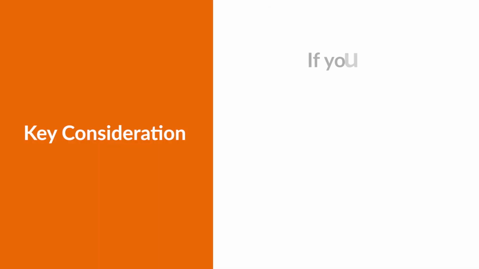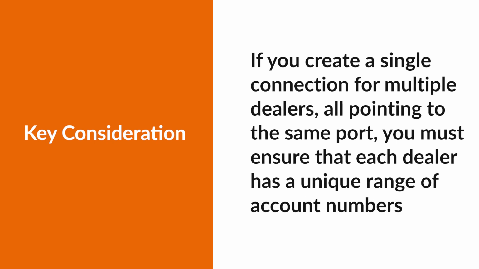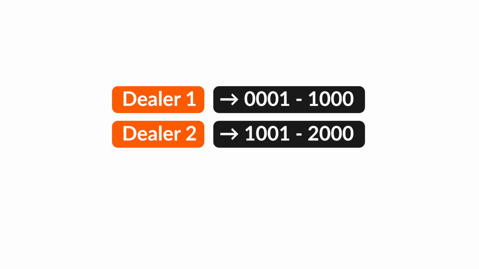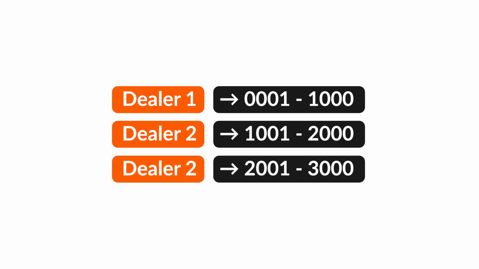Key consideration: if you create a single connection for multiple dealers, all pointing to the same port, you must ensure that each dealer has a unique range of account numbers. For instance, Dealer 1 uses accounts 1 to 1000. Dealer 2 uses accounts 1001 to 2000. Dealer 3 uses accounts 2001 to 3000.